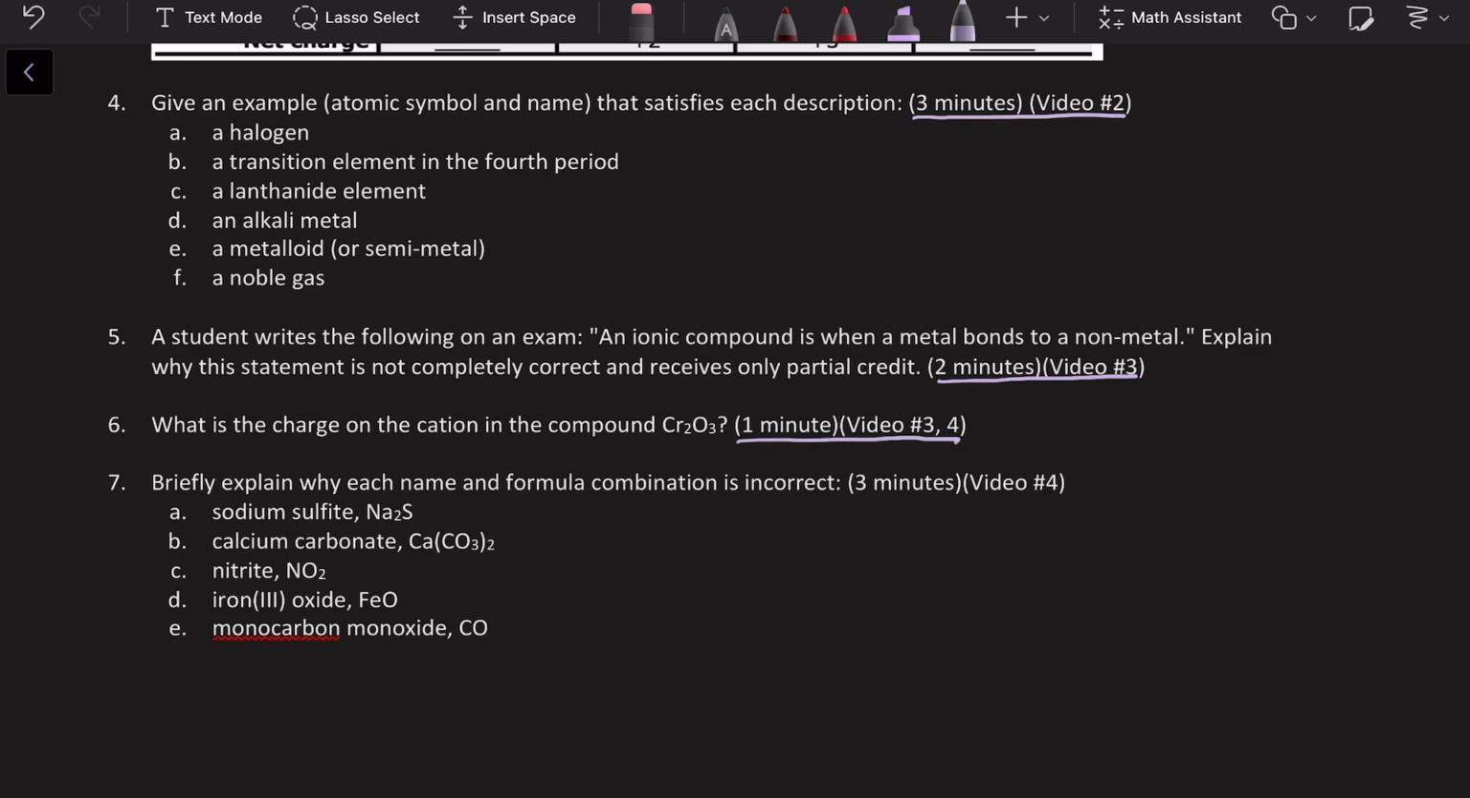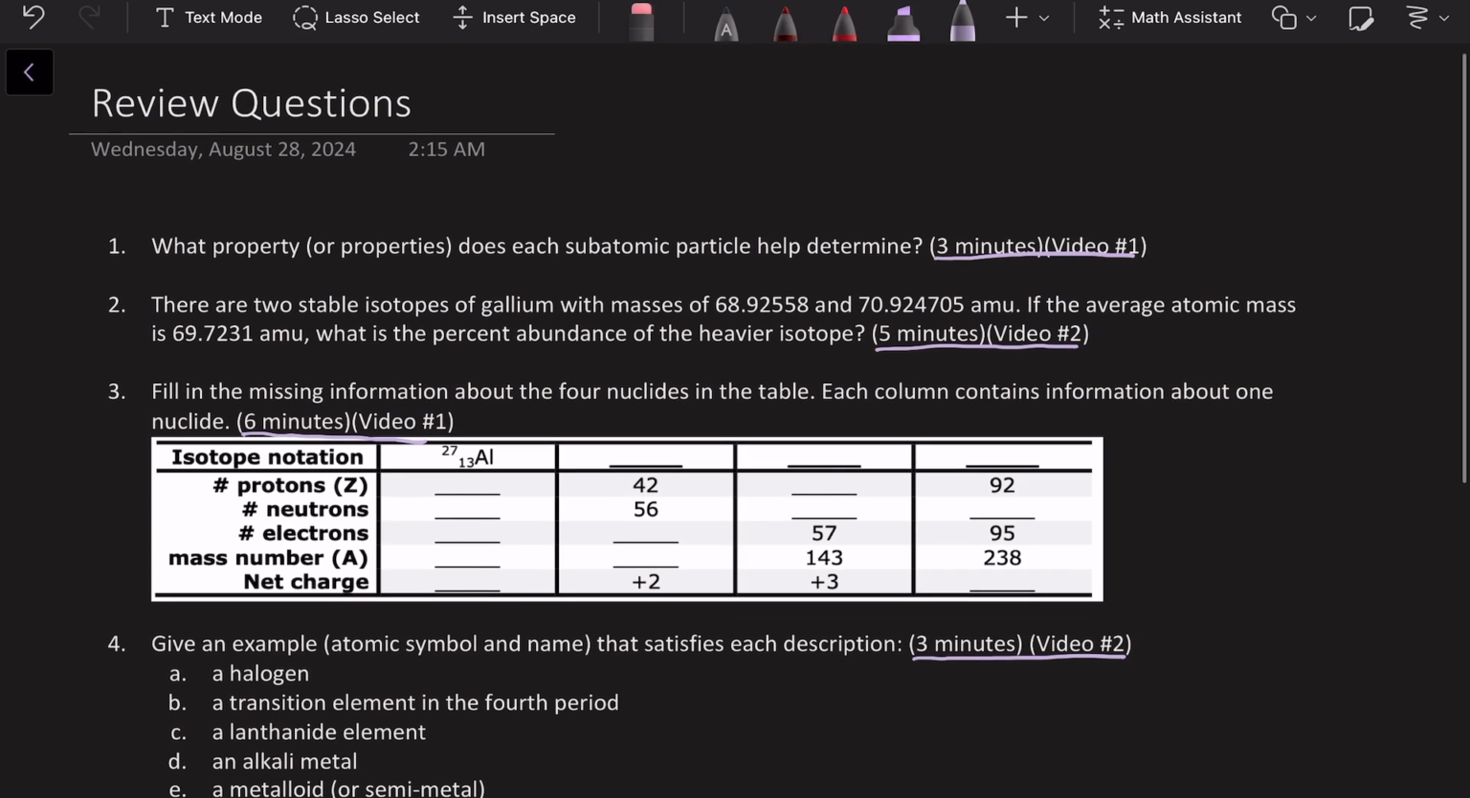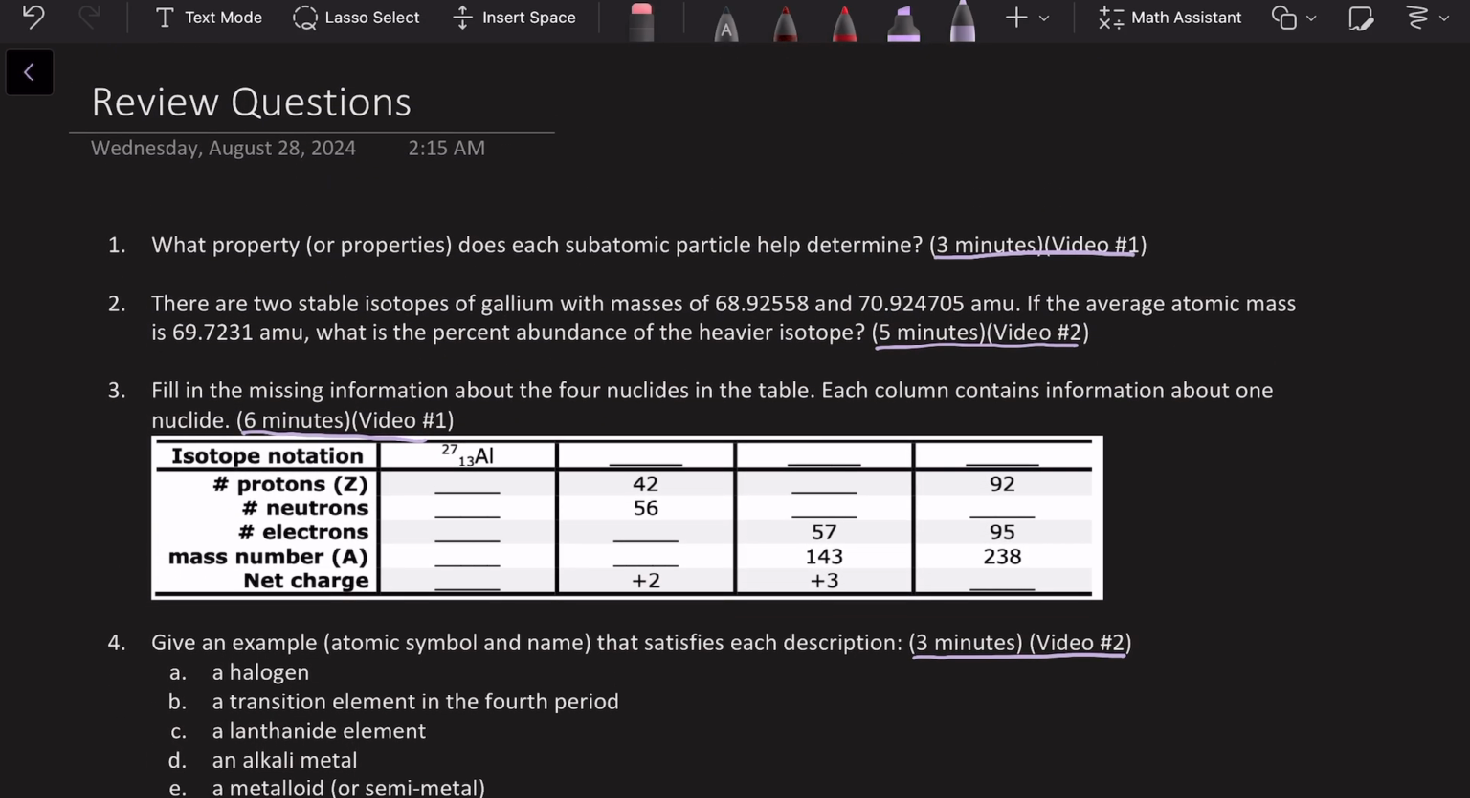And briefly explain why each name and formula combination is incorrect. 3 minutes and also video number 4. Okay, so solve these within the time, and if you can't, go watch the videos. So for the answers now.